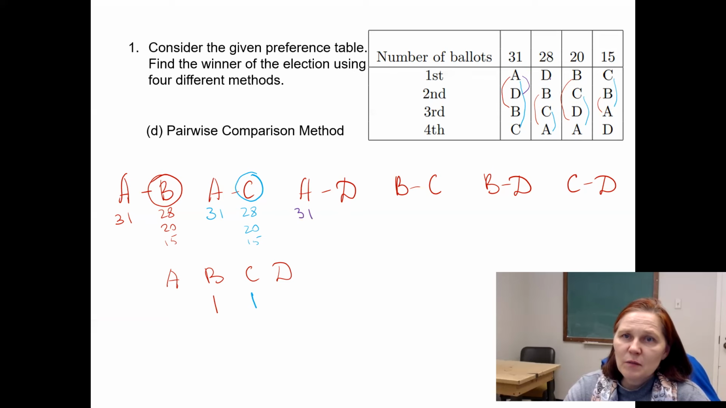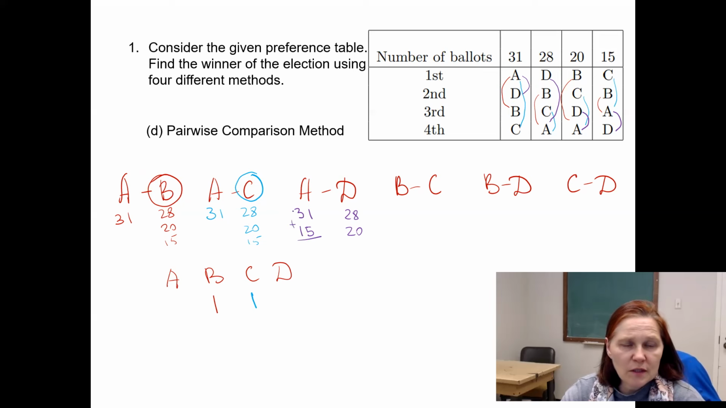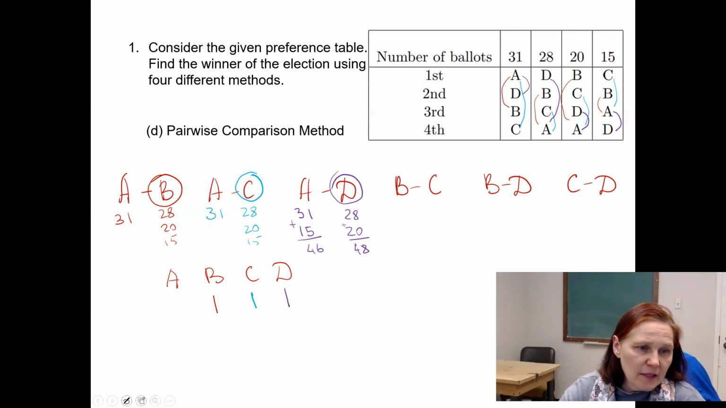Then D is above A on 28, D is above A on 20, and A is above D on 15. So here we must find the sum to determine who is the winner. 46 for A and 48 for D. So D wins in this pair. D gets a point.